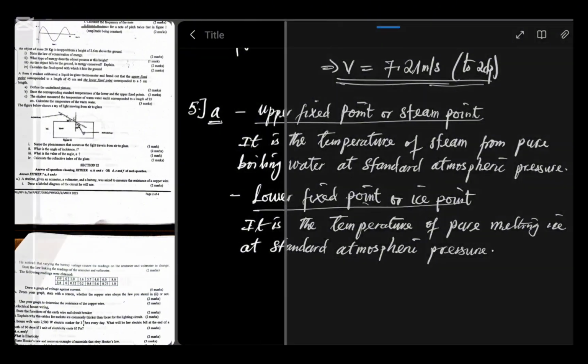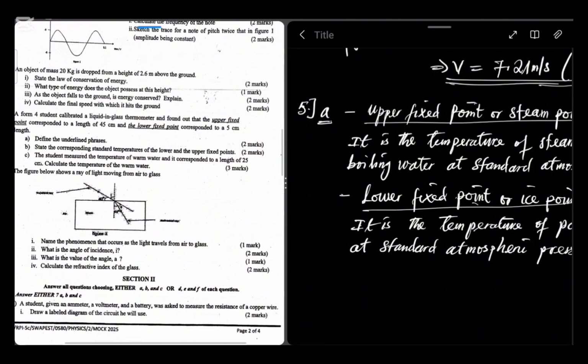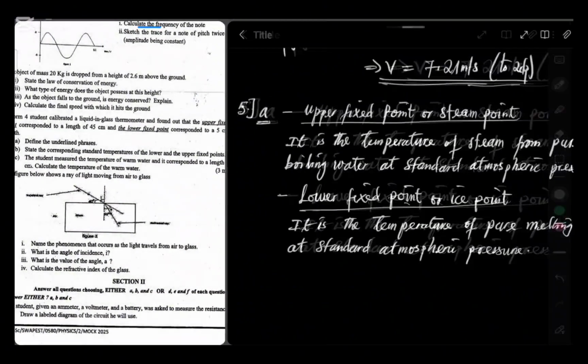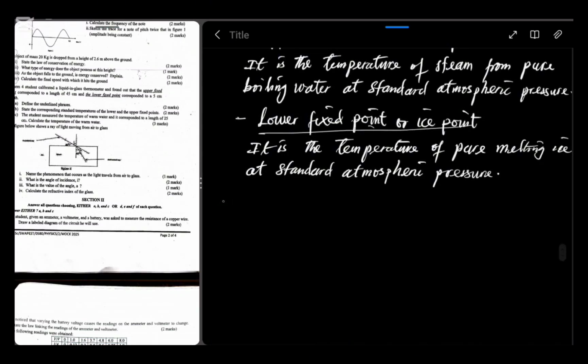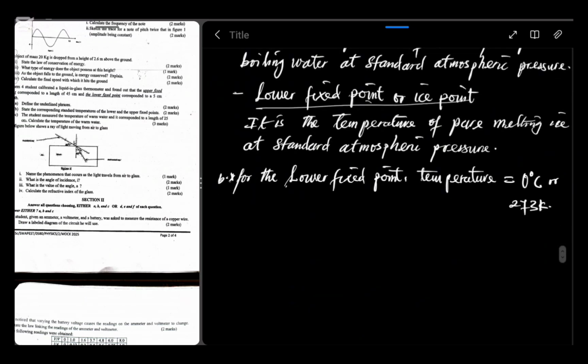That's it. Now Roman 2 says state the corresponding standard temperature of the lower and upper fixed points. So for the lower fixed point, that is B, the temperature is 0 degrees Celsius. That is according to the centigrade scale, and in terms of Kelvin, it is 273 Kelvin, because to convert from degrees Celsius to Kelvin, you simply add 273. And that's the first one.